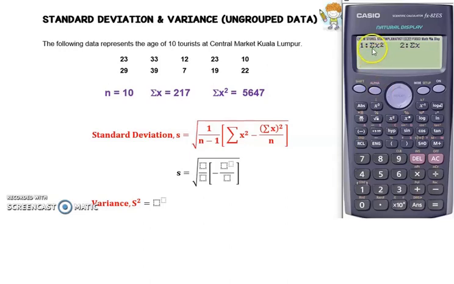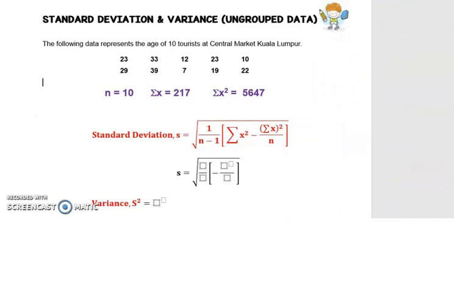So here you have summation of x square and summation of x. So if you want summation of x square, you press number 1. So we get 5647 here. So if you want summation of x, you press back Shift 1. So look for sum number 4. Summation of x is at number 2, so you press 2 and then you must press equal. Then you get 217. Okay, this is for calculator ES.